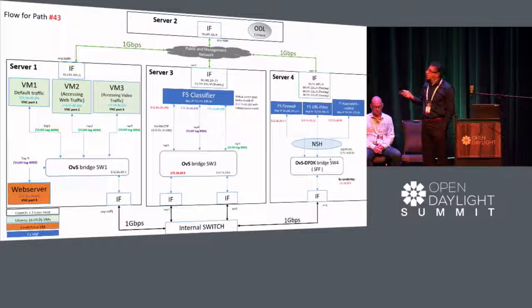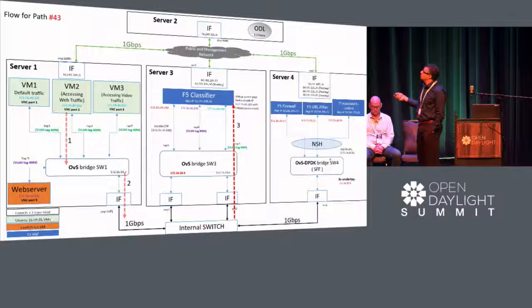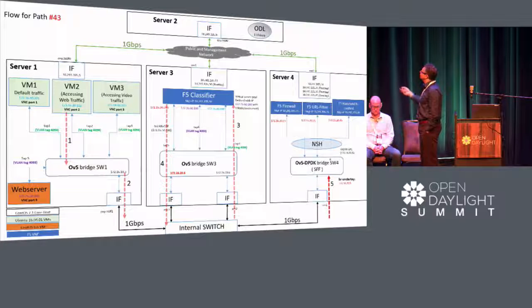Let's just take a quick overview back to this slide and see how data from VM2 would go through this path. First, it goes through the OVS bridge on server 1, where it gets routed over to the classifier. Notice that the user here is going to be using the IP of the virtual server pool defined in the F5 classifier, which currently has only one member, which is a web server on server 1. So the classifier receives a request. It encapsulates that request and sends it over to the service function forwarder on server 4.